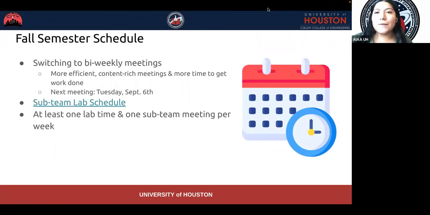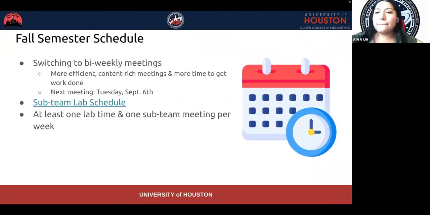Okay, the fall semester schedule. This semester we will be switching to bi-weekly meetings. We decided that this would be best for all sub-teams moving forward. This will make our time more efficient, make meetings more content-rich, and give us more time to get work done. So this means that our next meeting will be Tuesday, September 6th. That's only because we didn't want to make y'all work on Labor Day.